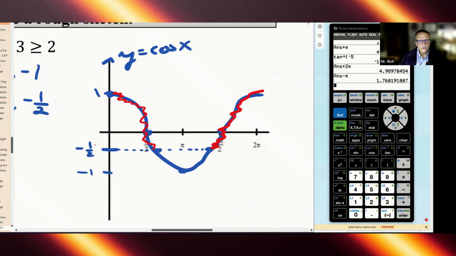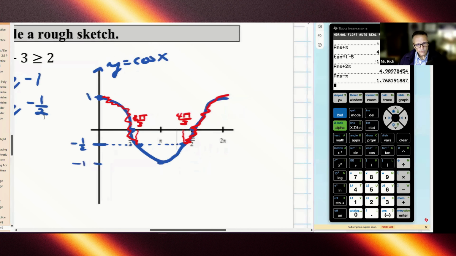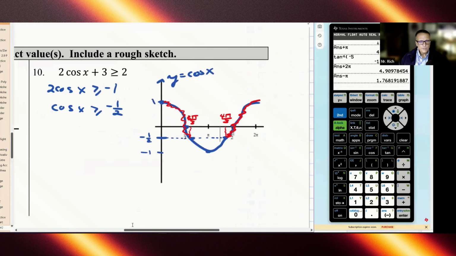And it is, right? Where is cosine -1/2? Over in the second quadrant at 2 pi over 3. So this angle right here is the angle 2 pi over 3. And where else is cosine equal to -1/2 in the third quadrant? It is over here at 4 pi over 3. And therefore, I'm going to give two intervals for which this is going to be true.